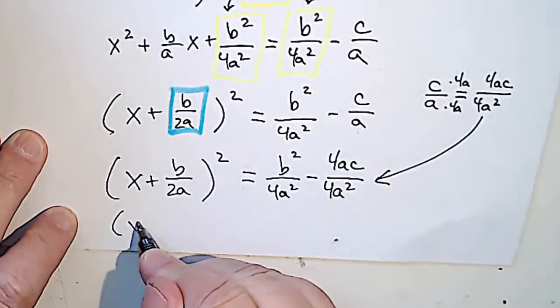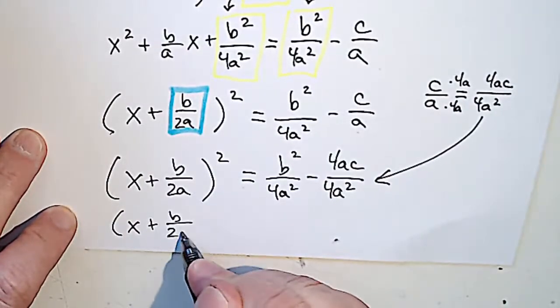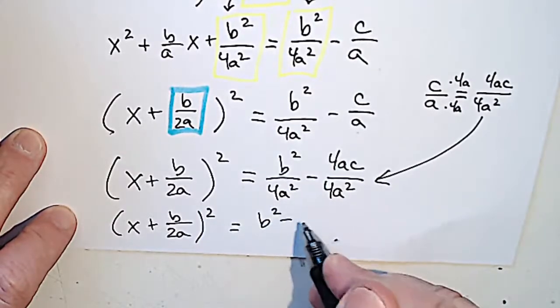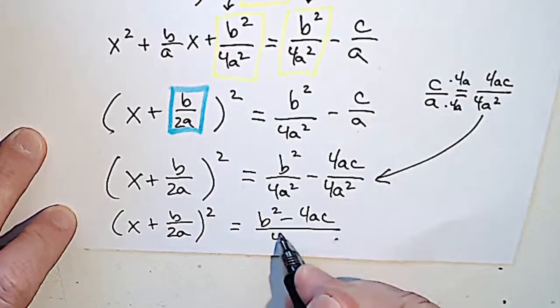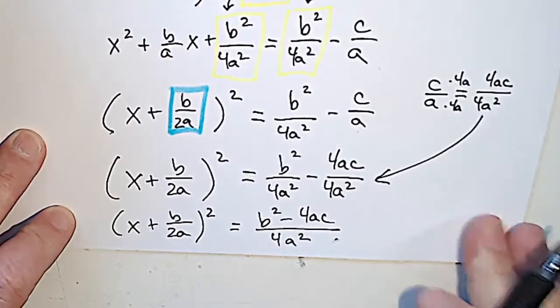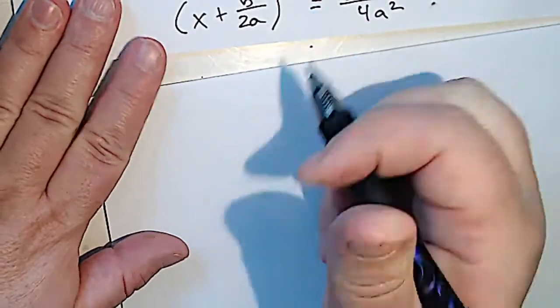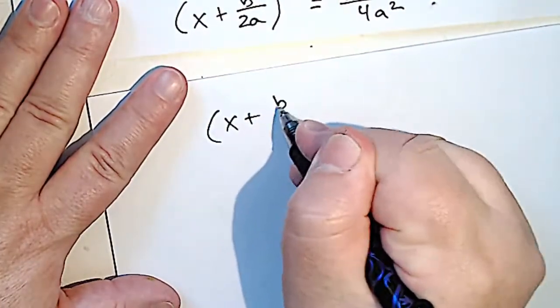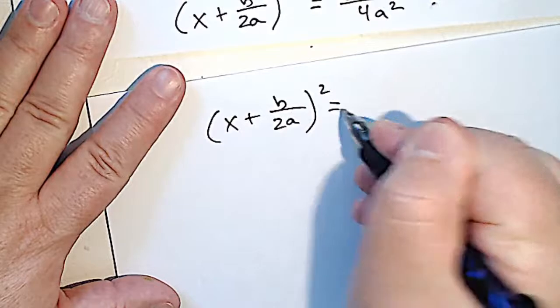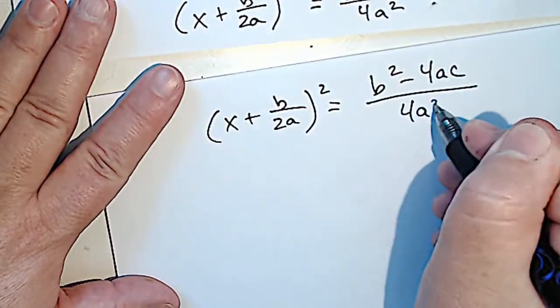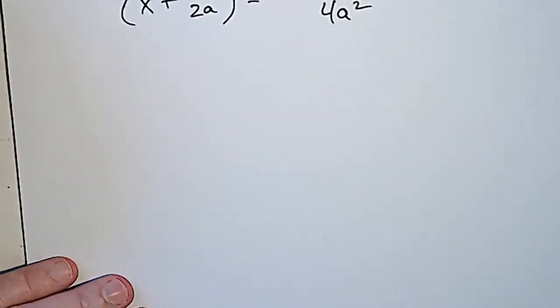So I'm going to leave it at x plus b over 2a, the quantity squared, equals b squared minus 4ac all over 4a squared. Down at the bottom, and I'm going to copy this over onto another page. X plus b all over 2a, the quantity squared, equals b squared minus 4ac all over 4a squared. Bam. Oh, and you can't see it. Brilliant. This is why they pay me the big bucks.